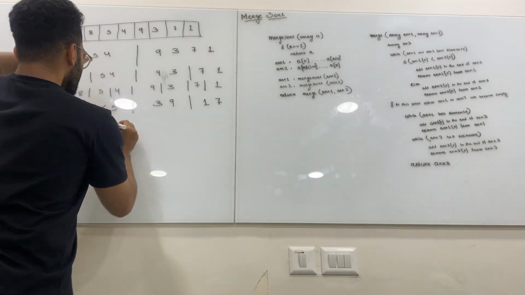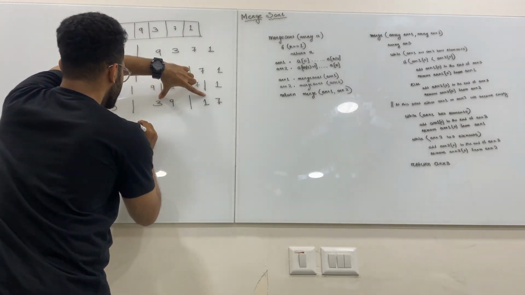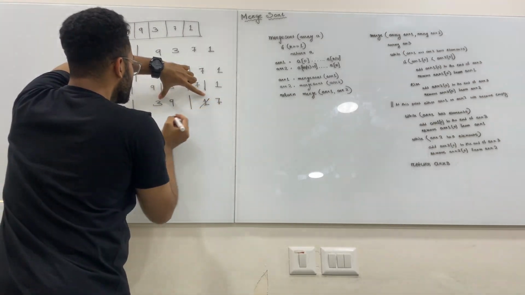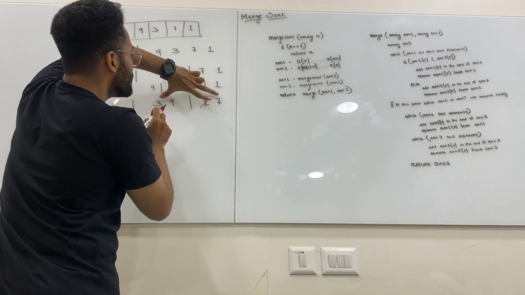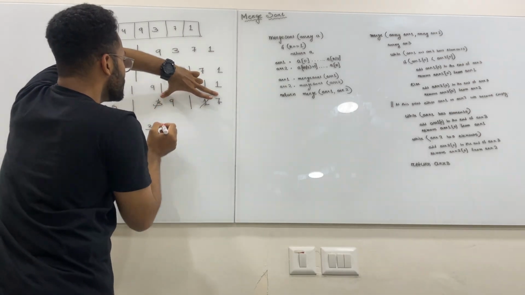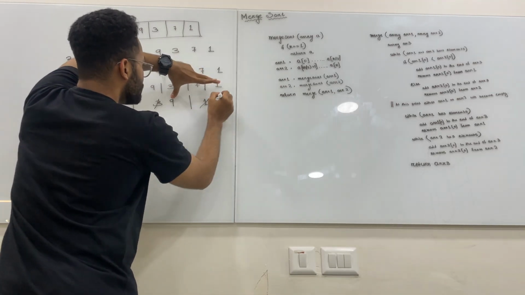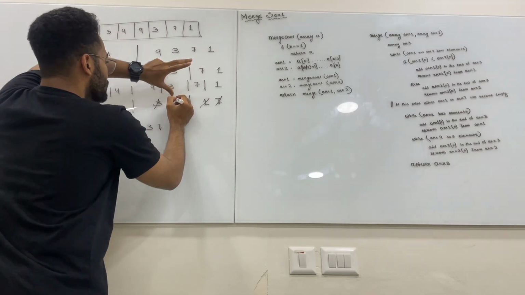Similarly, we will have another one over here. 3 and 1 are to be compared, so 1 will come, kicking 1. Then 3 and 7 are going to be compared. Now 3 is going to come, kicking 3. Now 9 and 7 are going to be compared, so 7 will come, kicking 7. Now 9 will come.